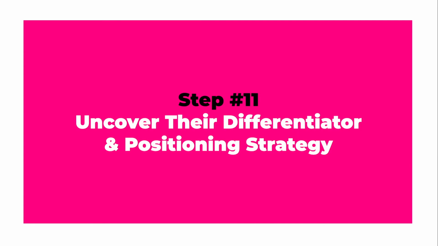Step number 11, uncover their differentiator and their positioning strategy. Now, all of the work that you've done up until step 11, your first 10 steps, will give you a very, very good picture of the overall marketing landscape and your individual competitors. Now, this step is about identifying what each and every one of them do differently. And what you're looking for here are underlying themes. They should be consistently attempting to position themselves in the mind of your shared audience through a very specific differentiator. And if they have an effective communication strategy, it should be easy to find what this is.